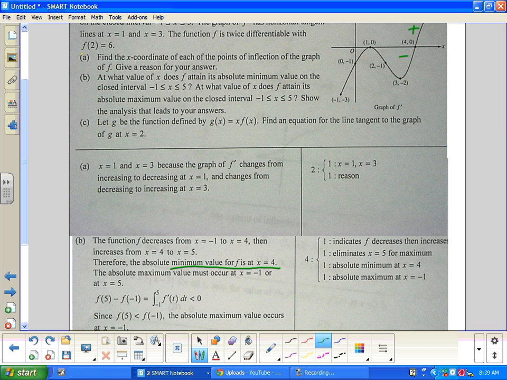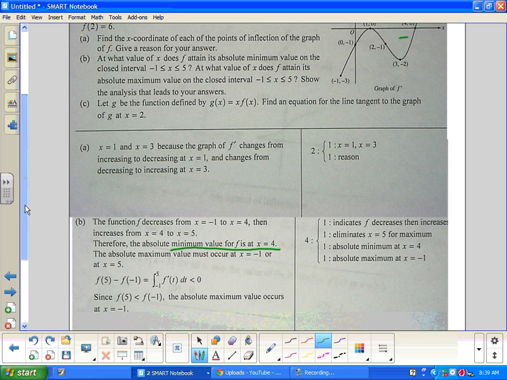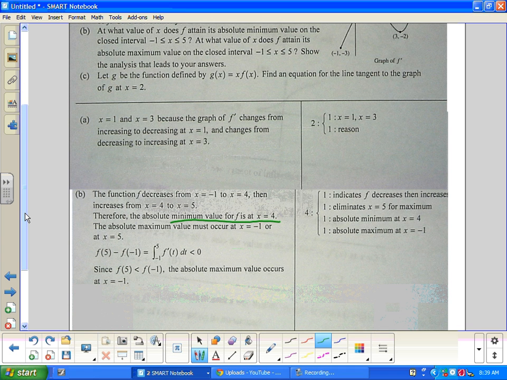I would have to calculate now the value at -1, 4, and 5, and see what the values are. The absolute max must occur, because it asks for the absolute min, too. And it says, therefore, the absolute minimum value is at 4. How do you know that? You got to compare the endpoints, too. So the absolute max must occur at -1 or 5. So you do f of 5 minus f of negative 1, is what they did here, and they find that that is less than 0.